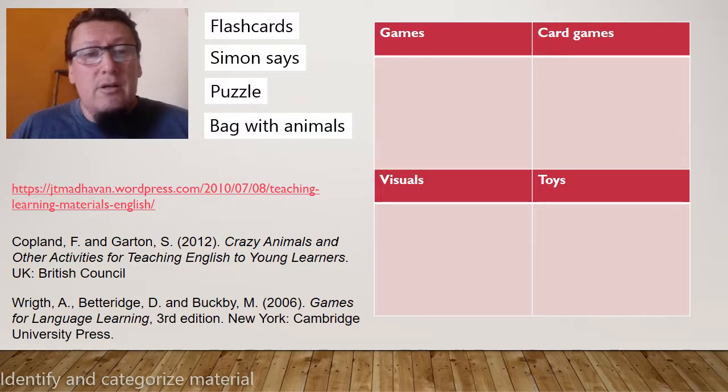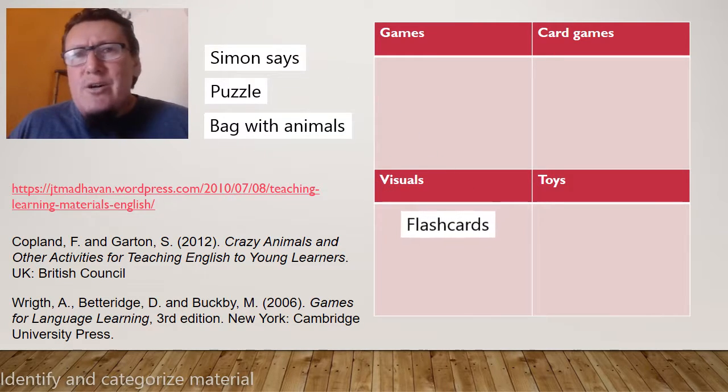A puzzle, a jigsaw puzzle, well, it's material. And a bag with animals would also be material. So here I have 3 materials and 1 activity. So what I want to do here is categorize. But here, I want to show you something that might happen as well. For example, flashcards. Now, flashcards, you might understand, well, flashcards is a visual.